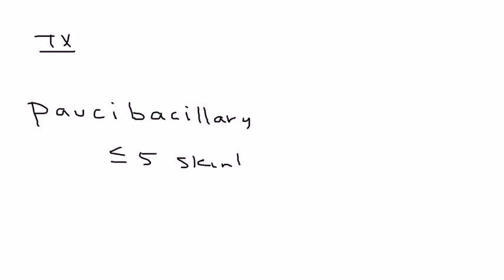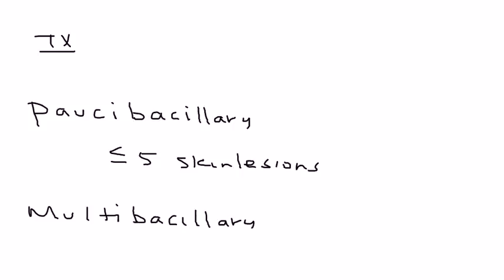In terms of treatment, there's two categories. The first category is leprosy that is characterized as paucibacillary. What that really means is that there's less than 5 skin lesions. And then the second and more serious category is multibacillary leprosy, and that is when you have greater than 6 skin lesions.